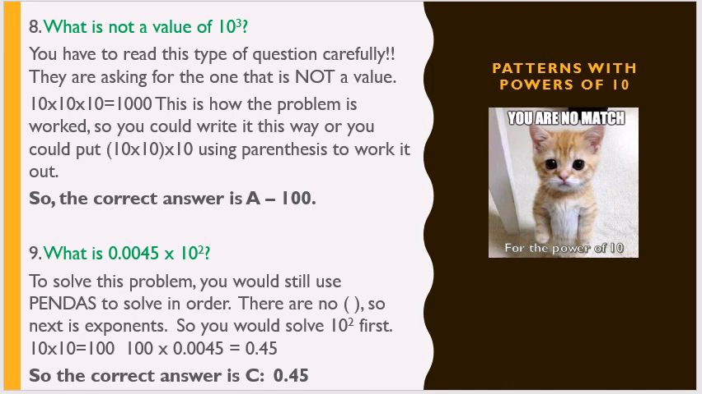And then number 9, what is 0.0045 times 10 to the second power? Well, to solve this problem, you could still use PEMDAS to solve in order. There are no parentheses, so next would be exponents. So you would solve 10 to the second power first. So 10 to the second power would be 10 times 10 equals 100. Then 100 times 0.0045 equals 0.45. So the correct answer is C, 0.45.